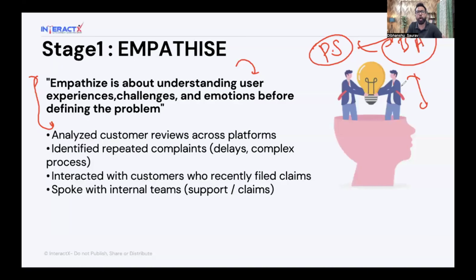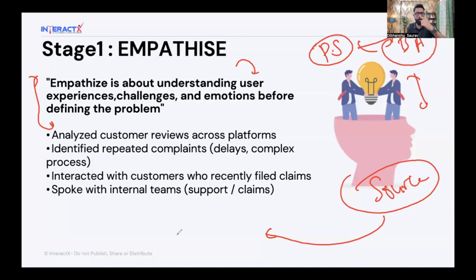Now, the question is, how will you understand the real problem? What is the source of the problem? The source of the problem is the user, the customer. So when this insurance company was launching this referral program, they wanted it to be a big success because they got inspired by other competitive, similar insurance companies that exist.